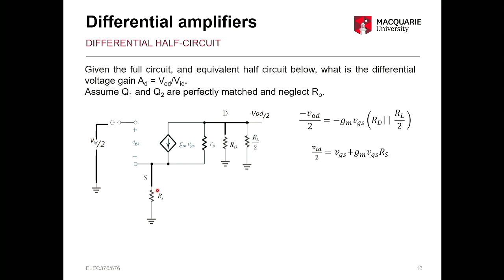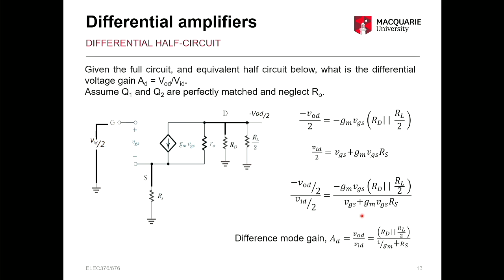So now we have our output and our input. So to get the gain, we just divide one by the other. Okay? And of course, in this case, the divide by 2, we can get rid of that. That's cancelled out. And we get this expression over on the right, which you can see can be simplified a little bit more by dividing through by GM, well, by the bottom expression. So that's our expression for our difference mode gain.